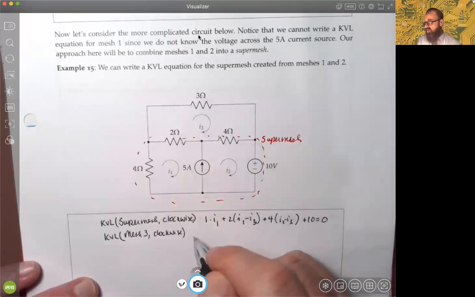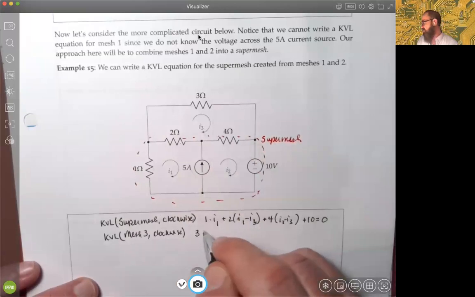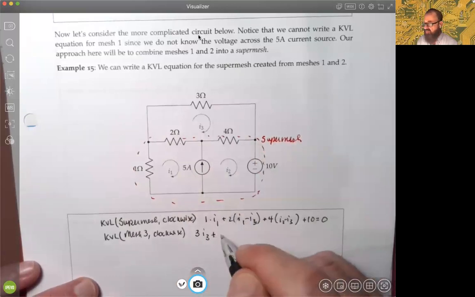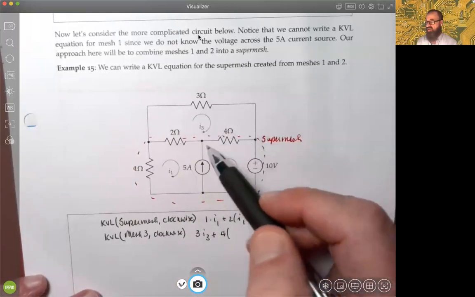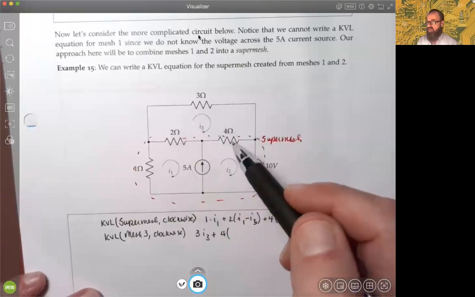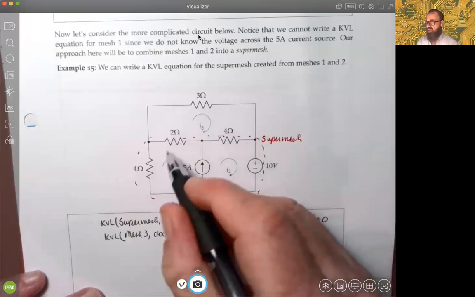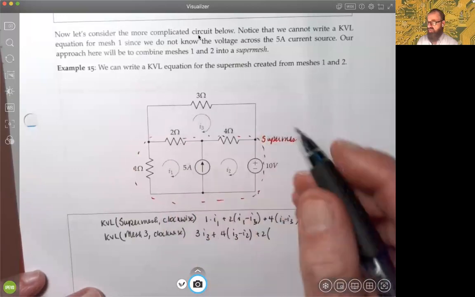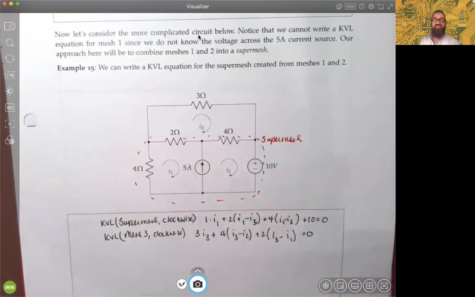Okay, and so if we do that clockwise, then of course, let's start at the top, we'll have 3 times I3 plus, coming down here, 4 times, let's see, can you do that? Again, if you're assuming clockwise for this mesh, then I3 is in the right direction, I2 isn't, so it'd be I3 minus I2. Then you would come into the 2 ohm resistance, I3 is in the right direction, but I1 is not, so it'd be I3 minus I1. And that would be equal to 0. So you would have 2 solid equations now. Both of them involve all 3 mesh currents, that's fine.